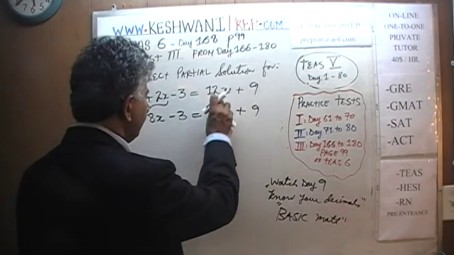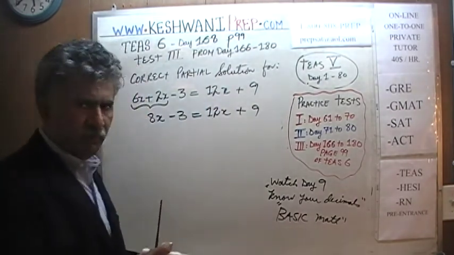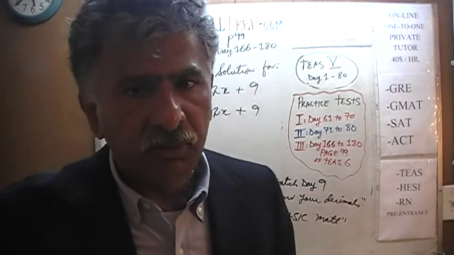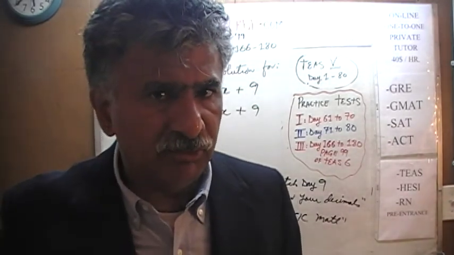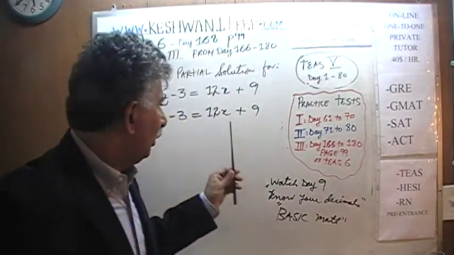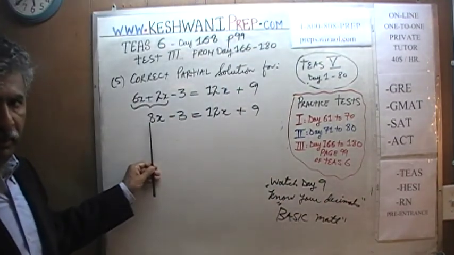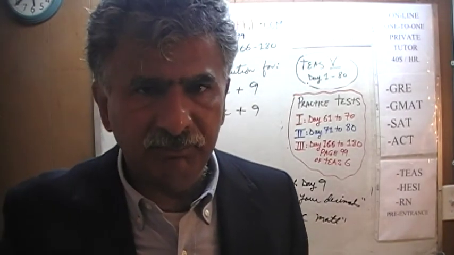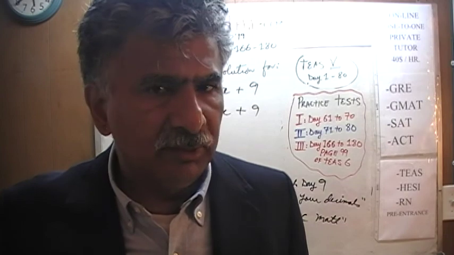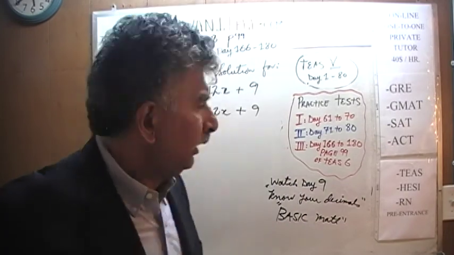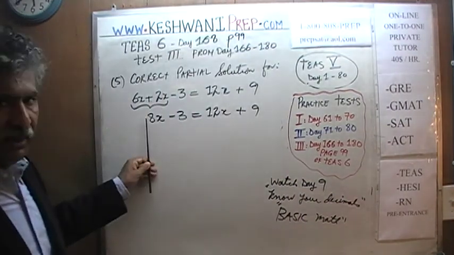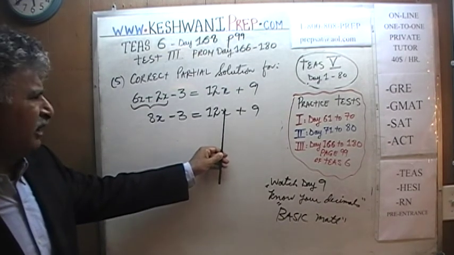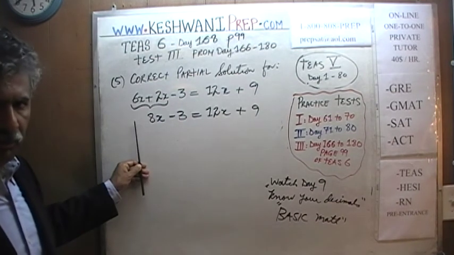Now ordinarily, listen very carefully. Ordinarily, the rule, when I say rule, is just a tradition. The tradition dictates, the convention dictates, the norm dictates that we bring all our unknowns to the left hand side. And that's just a norm, it's just a tradition, it's just a custom. Nobody's going to come and arrest you. It is not mathematically wrong if instead of bringing all the unknowns to the left hand side, we were to bring all the unknowns to the right hand side. But the tradition dictates that we bring all the unknowns to the left hand side. So we're going to honor the tradition.